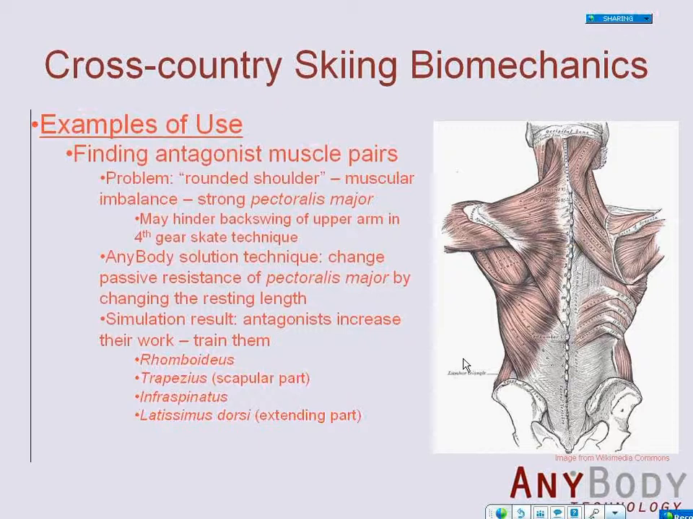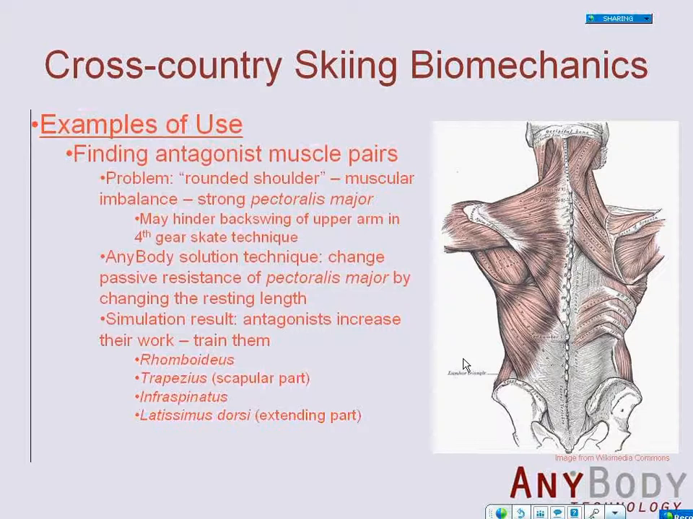So, after the short introduction, some examples of use for cross-country skiing biomechanics. Finding antagonist muscle pairs. This is an interesting application that you might not think of at first when talking about skiing biomechanics. Some skiers are believed to have a muscular imbalance around the shoulder complex due to very strong chest muscles. The problem is sometimes referred to as rounded shoulders.